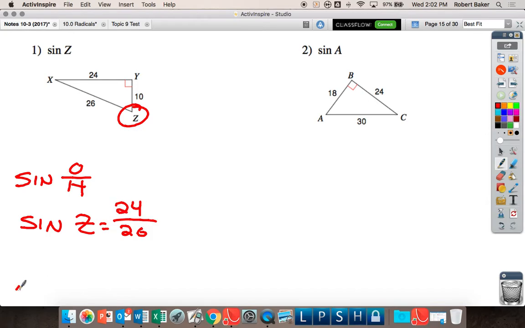Now look at that. Is 24 smaller than 26? It has to be. Sine always has to be a function less than 1.